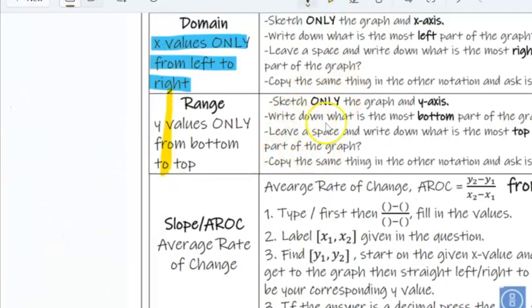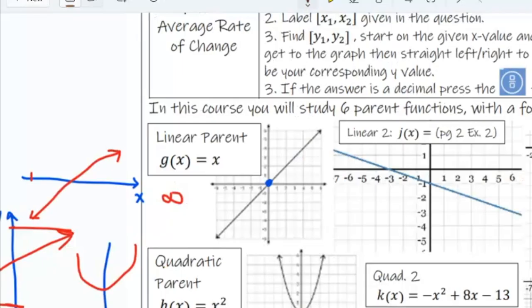And again, I'm just reading the notes here. So write down what is at the most bottom part of the graph, what is the most top part of the graph. Okay, so where is the most bottom part of the graph? We can see the most bottom part of the graph is right here. There's nothing underneath here at all. The very bottom of the graph is right here. So I'm going to go look on the graph, only on the Y-axis, that number is going to be 0. So the most bottom part of the graph is 0.